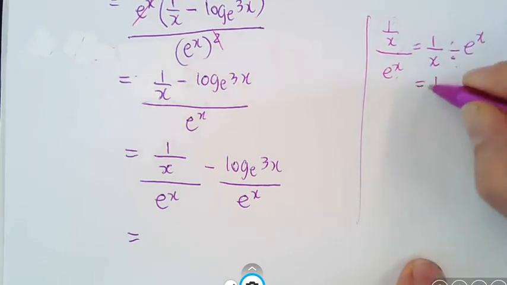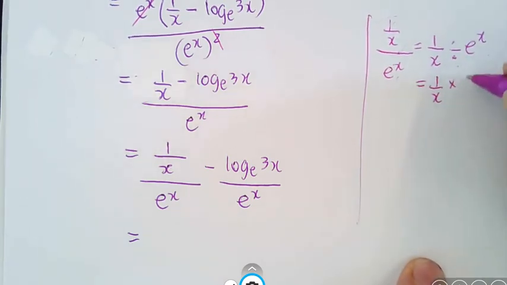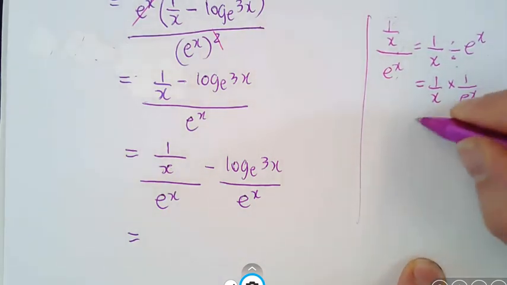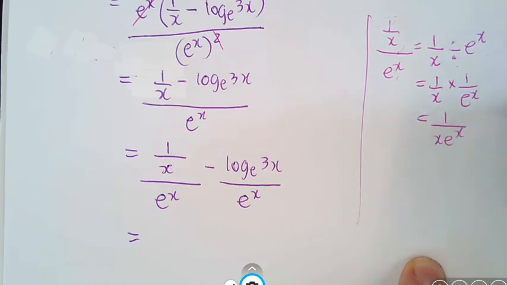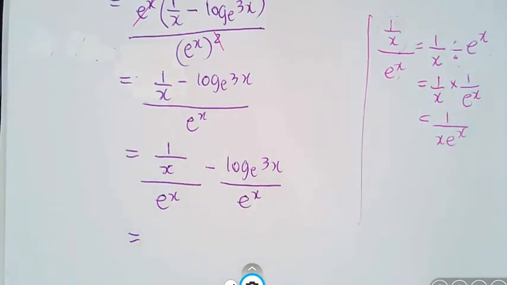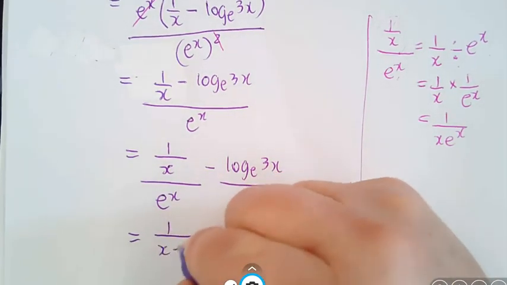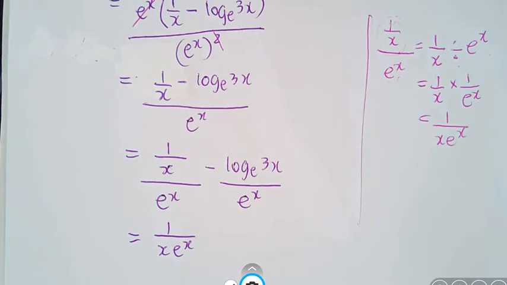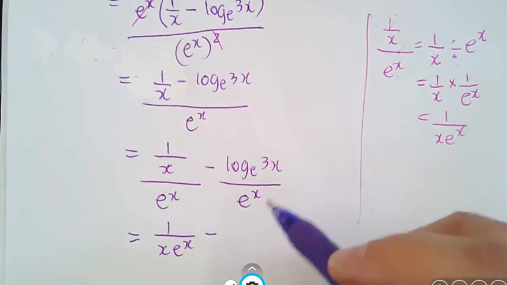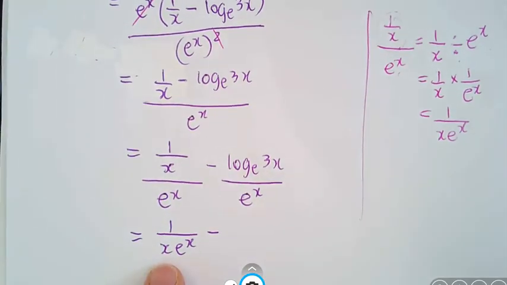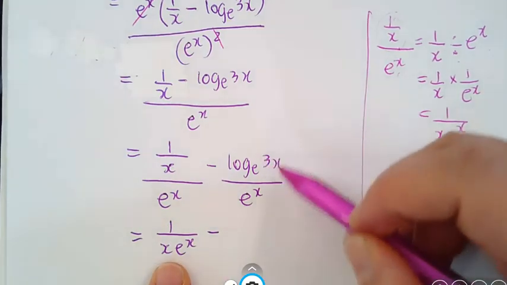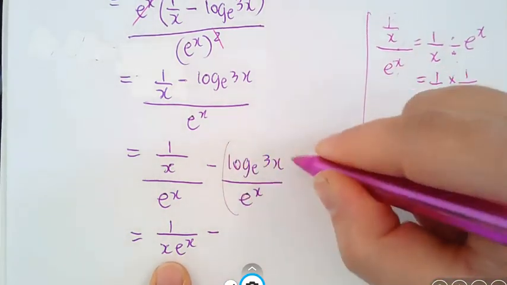What do I do now? 1 on x times 1 on e to the x, because that's e to the x on 1. So you just multiply the x and the e to the x. So 1 over x divided by e to the x is just 1 over x e to the x. Now, if I want to write this with a common denominator, I'm missing an extra x here on the denominator. Now that my denominator is x times e to the x, this one does not have an x on the denominator.